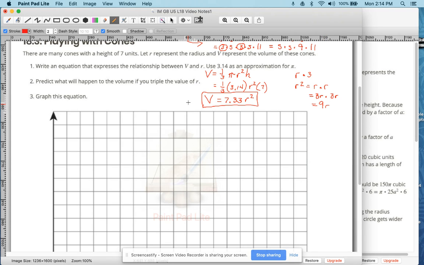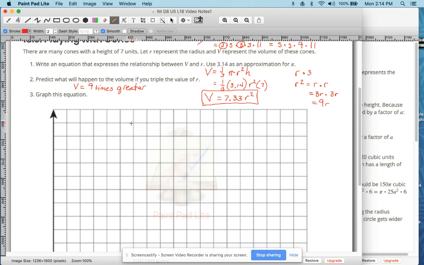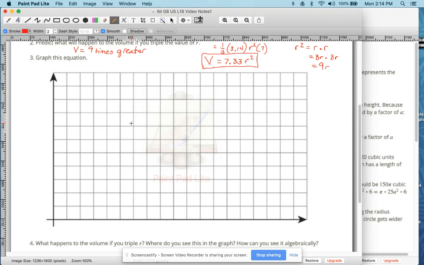So predict what will happen to the volume. I'm going to predict that the volume will be 9 times greater if we triple the radius. Now they want us to graph the equation. So that boxed equation there, V equals 7.33 r squared, is what we're going to graph.